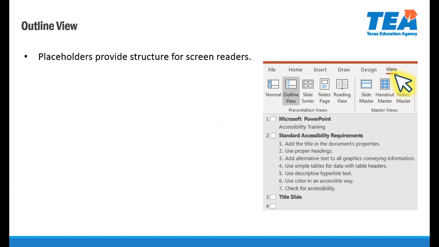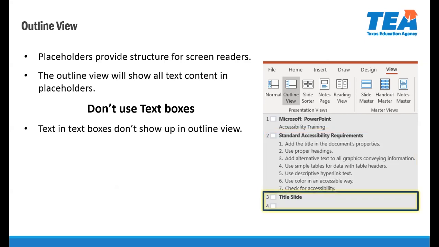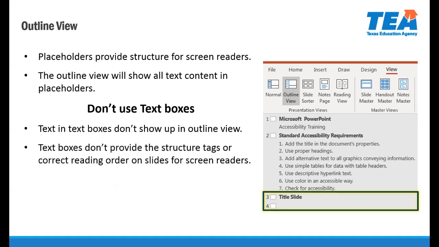In the View ribbon, click on Outline View. This outline will show only the text content used on placeholders and not text boxes. This is the main reason you should not use text boxes on slides. Text boxes don't show up in the outline view, which means text boxes don't provide the correct structure and the correct reading order on slides.